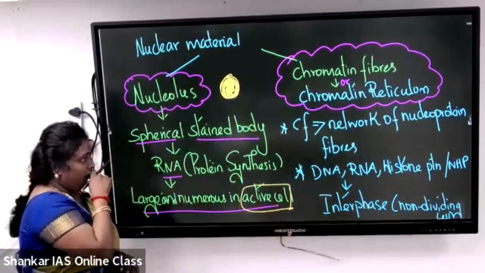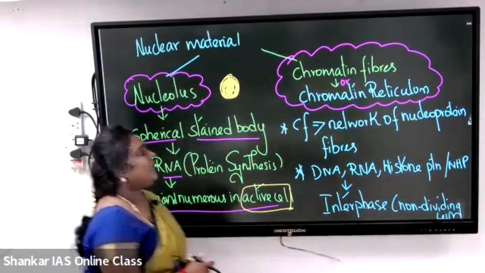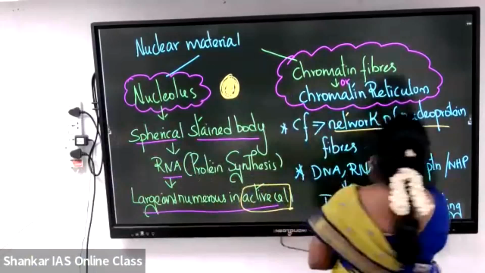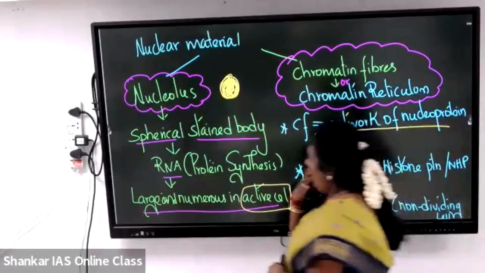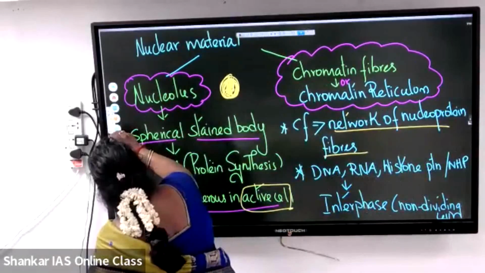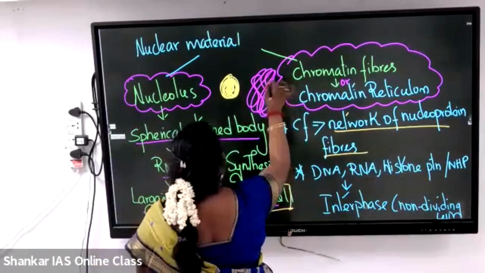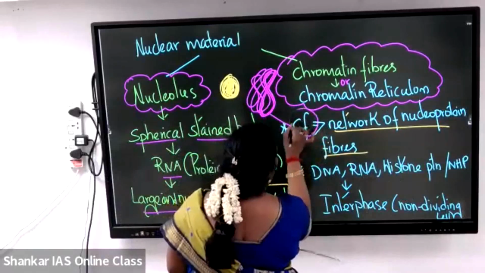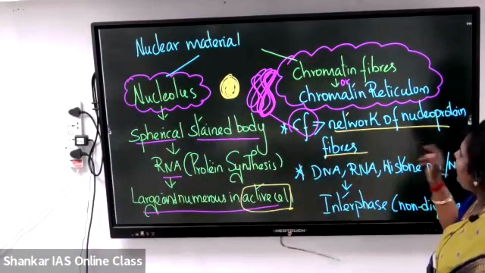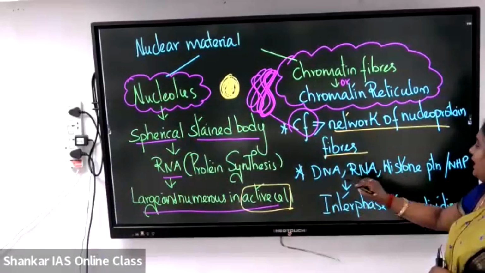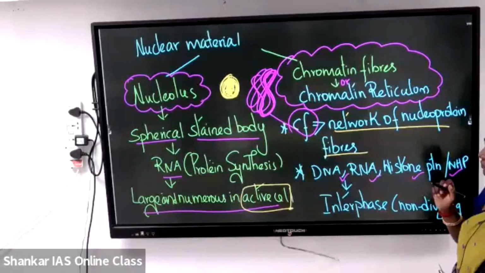Now we come to the chromatin fibers, or we call it chromatin reticulum. They contain a network of nucleoprotein fibers. What do you mean by nucleoprotein fibers? As you see in the picture, you could see the tangled structures. This is called chromatin fiber, and it contains DNA, RNA, histone and non-histone proteins.